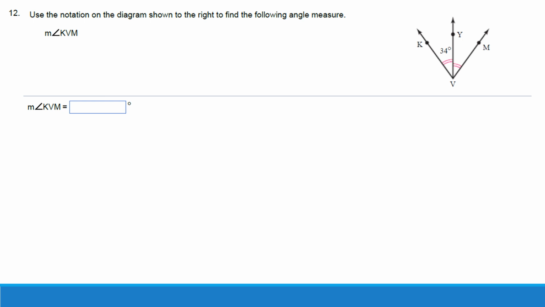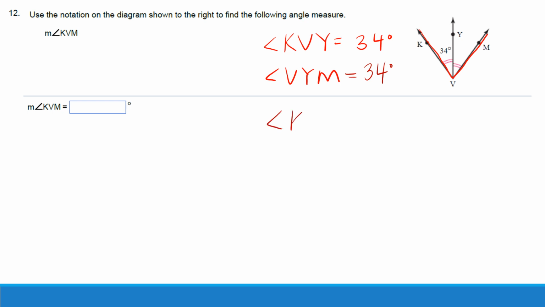Number 12, use the notation on the diagram shown to the right to find the following angle measure. The measure of angle KVM. It's here. We're told that this angle here, angle KVY, is 34 degrees. But notice that this angle here, let's say VYM, is equal to angle KVY, since they both have the double lines. So that tells me that angle VYM is also 34 degrees.